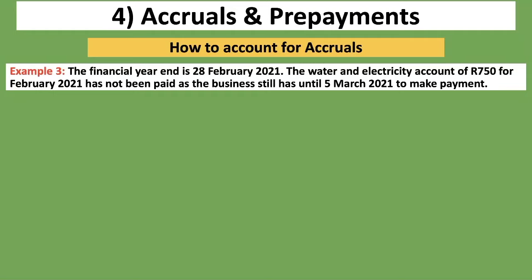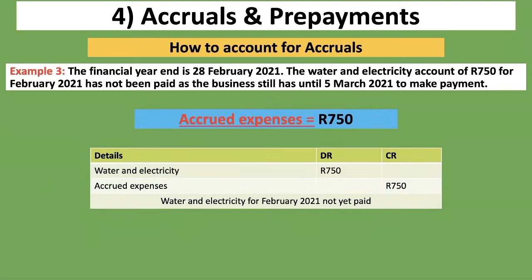But what are we going to debit? We're going to debit water and electricity because that is an expense account and expenses increase on the debit side. So remember, if you've incurred an expense and you've not paid for it yet, you still have to account for that expense. That's why we are debiting the expense and we are crediting the liability, which is accrued expense, and that is with the 750 Rand. And this is how it's going to look: debit the expense of water and electricity and credit accrued expenses 750 Rand. The narration here is water and electricity for February 2021 not yet paid.